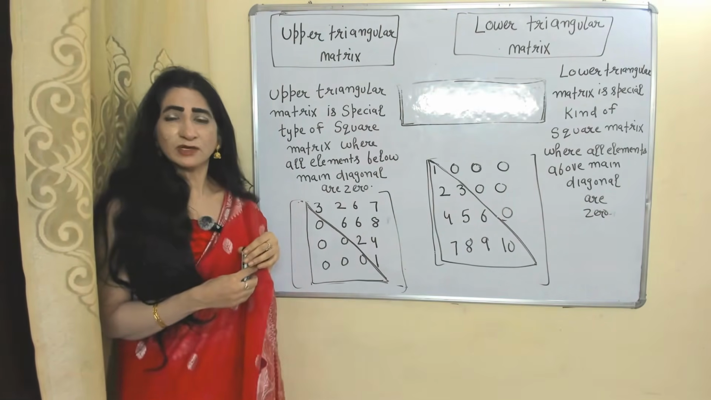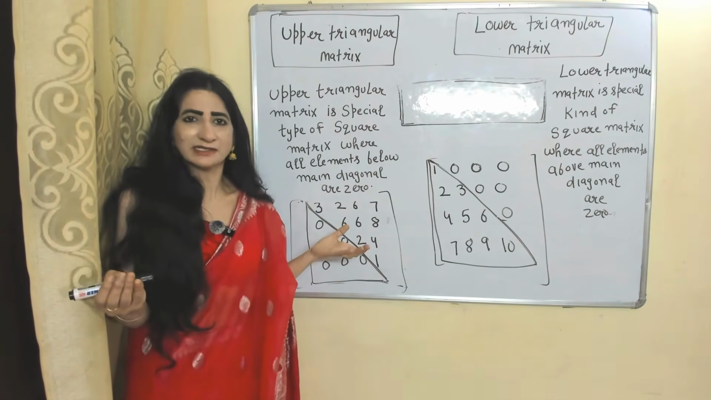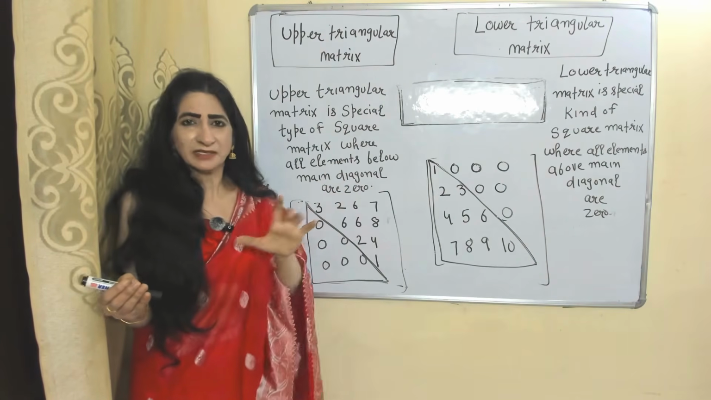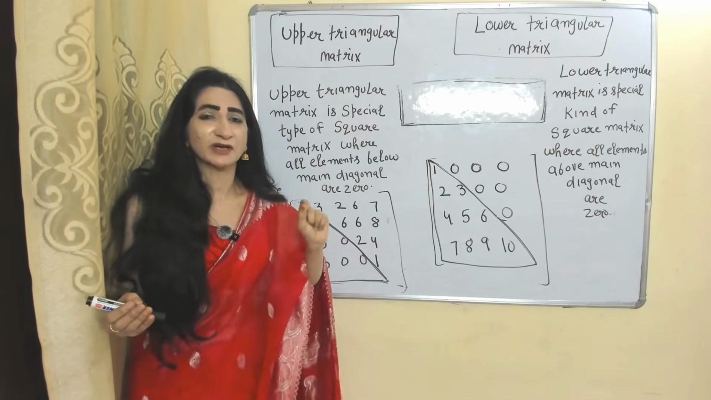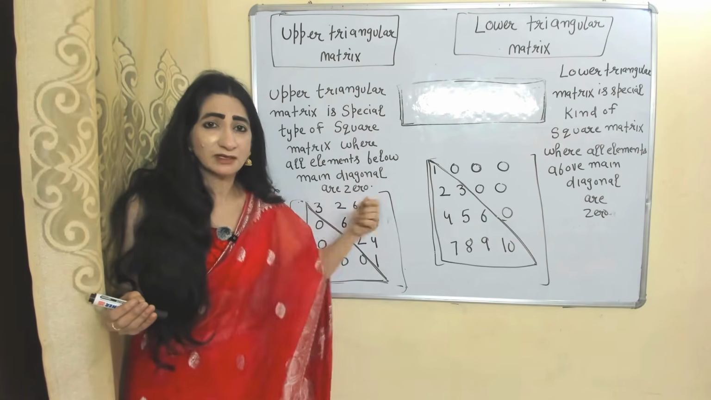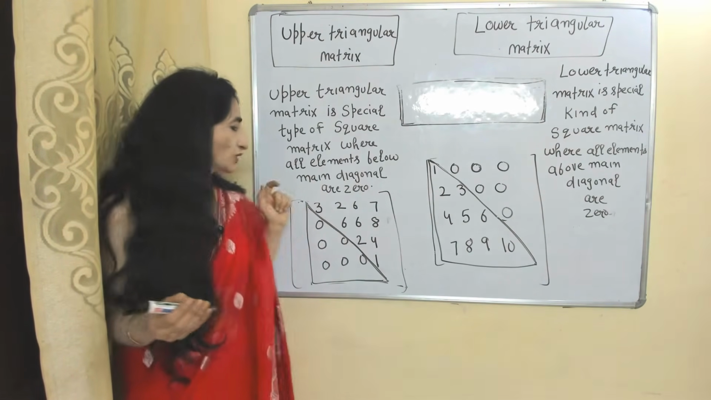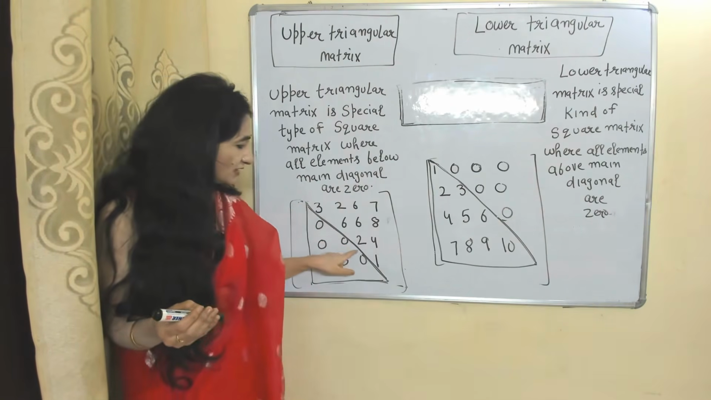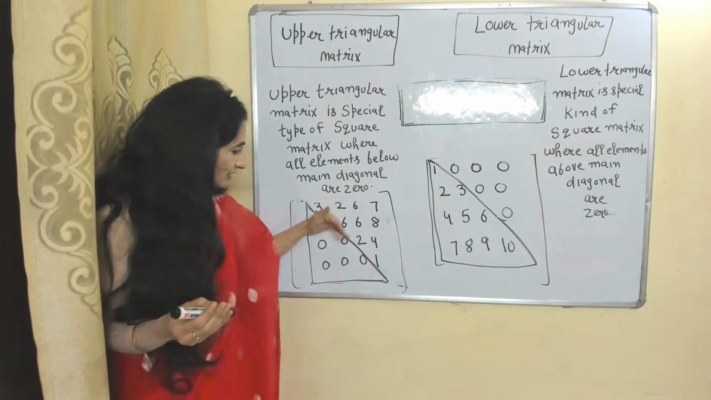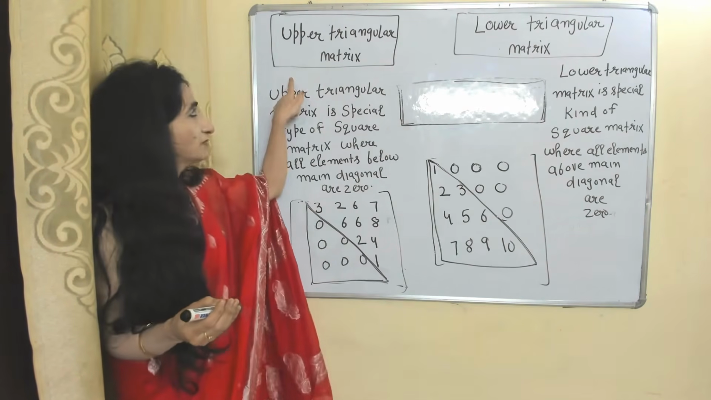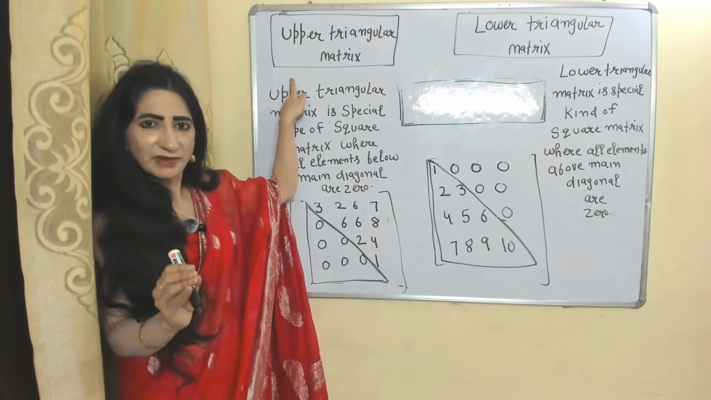Upper triangular matrix and lower triangular matrix. An upper triangular matrix is a special kind of square matrix where all elements below the main diagonal are equal to 0. So here you can see this is our main diagonal and all elements below the main diagonal are equal to 0. So it will be called an upper triangular matrix.